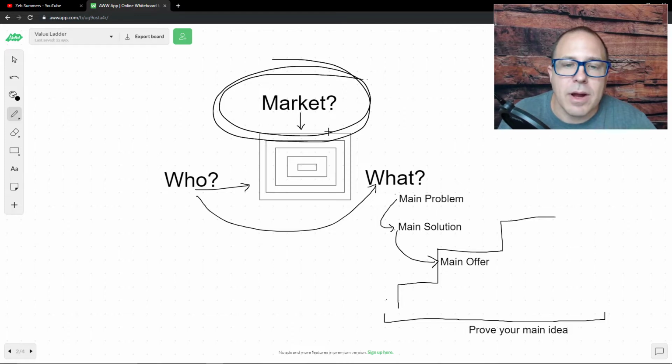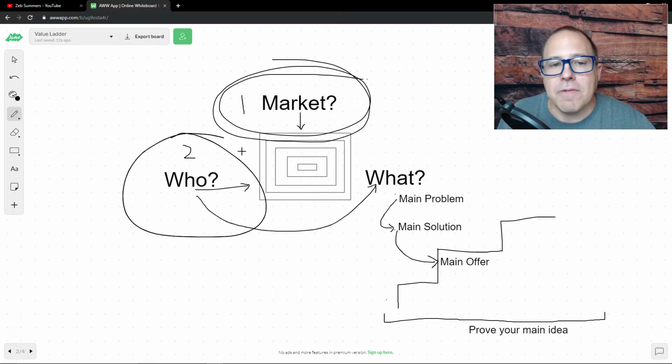You have a market. All right, you know who it is. Then you got to figure out who are your people in your market. Who are the people that you will market to? All right, so this is the first one, and this is number 2. All right, so after you figure out who, then you figure out the what.